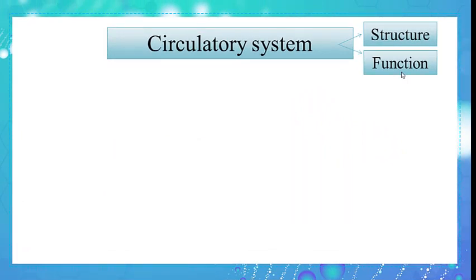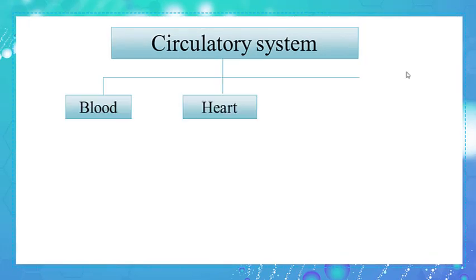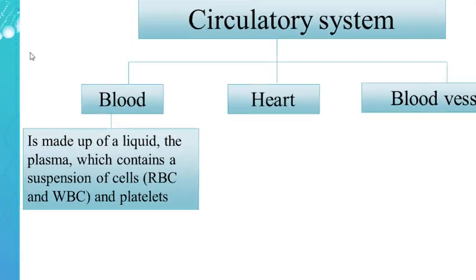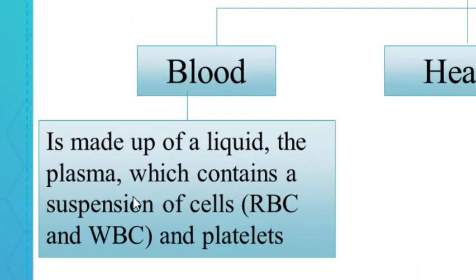This system is made up of three parts. We have the blood, we have the heart, and blood vessels. Because of that, we call it cardio, which means heart, vascular for the vessels. So we call it cardiovascular system. What about the blood? The blood is a fluid which consists of a liquid part and a solid part. The liquid part, as you know, is called the plasma, and the solid part contains the cells, red blood cells, white blood cells, in addition to the platelets.